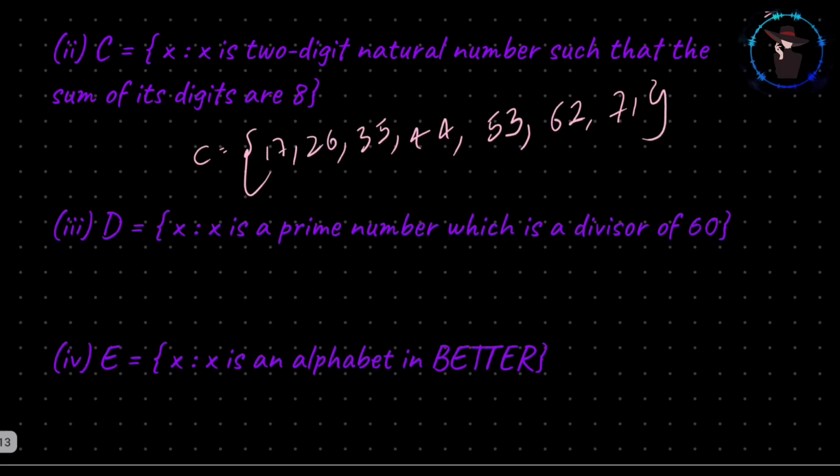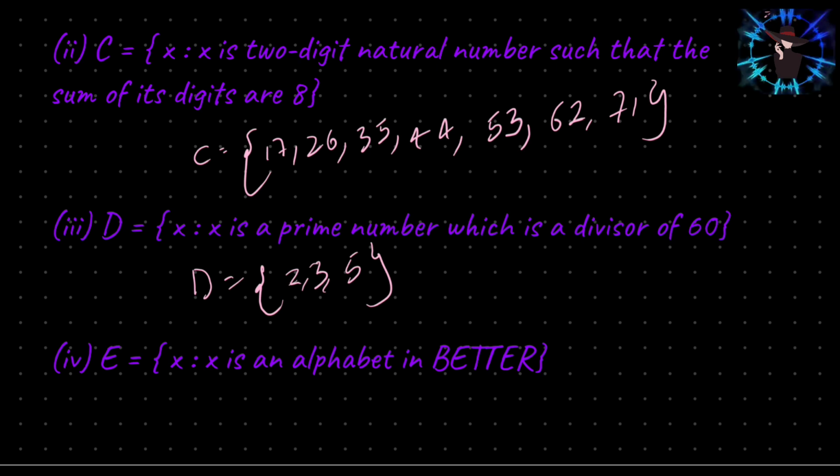Now the next question is D. x are the elements such that x is a prime number which is a divisor of 60. So we need to find those prime numbers that can divide 60. So let's write. D is the set name again. So 2, 3, 5. Can 2 divide 60? Yes. Can 3 divide 60? Yes. Can 5 divide 60? Yes. Are these prime numbers? Yes. Now we have 6. 6 divides 60? Yes. But is it a prime number? No, it's not. So we will end at 5.